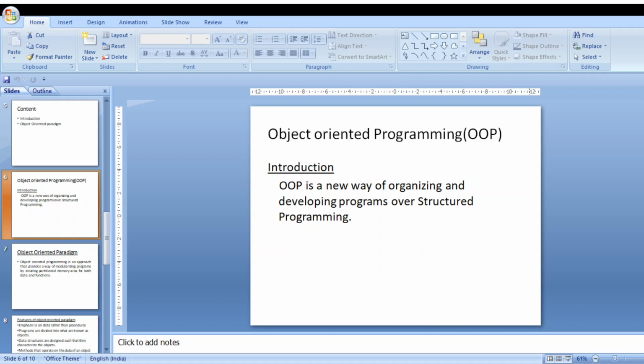Object-oriented programming treats data as a critical element in the program development and does not allow it to flow freely around the system.